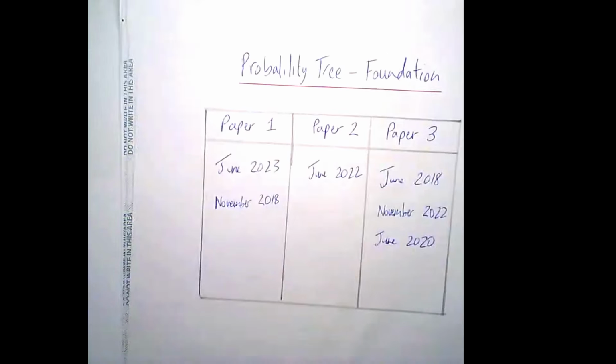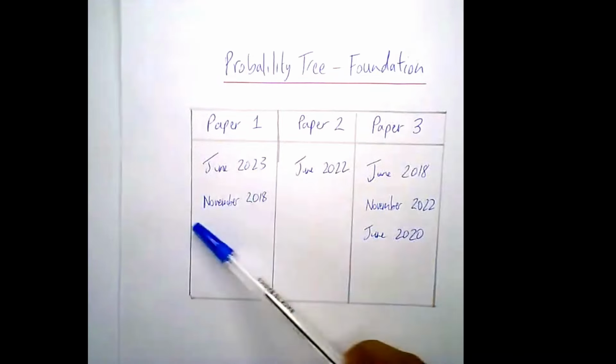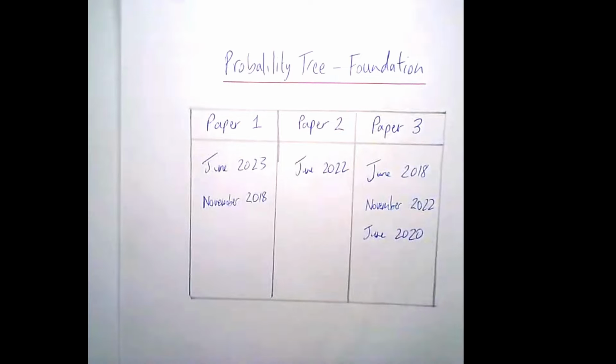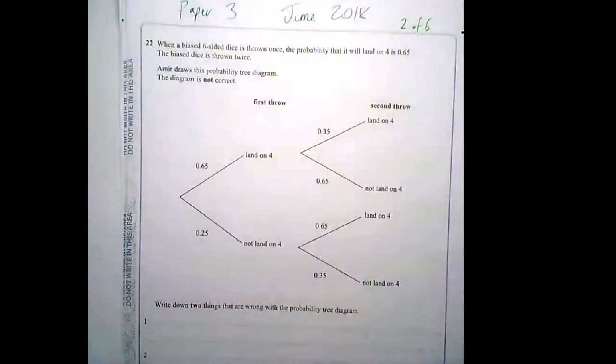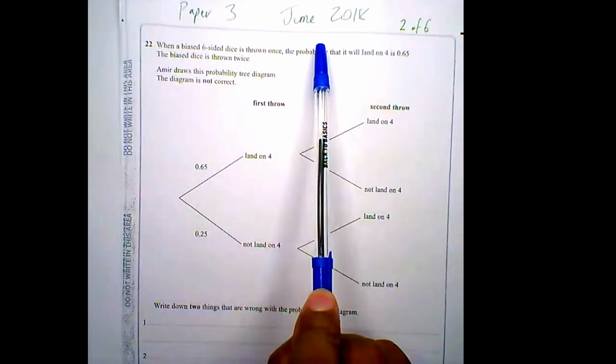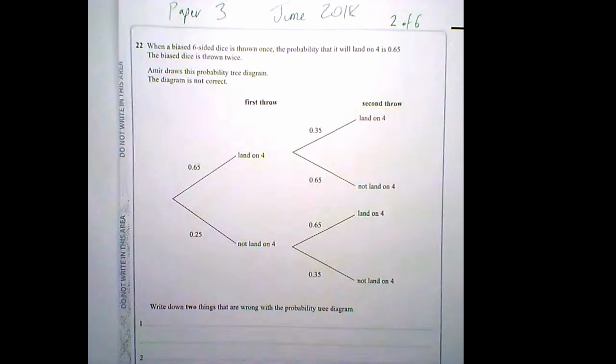Here's an analysis of all of the probability tree questions that have appeared in Foundation. You can see it's appeared in paper 1, a non-calculator paper. It's also appeared in paper 2 and paper 3. So this topic is both calculator and non-calculator, and we need to be prepared for that. Here is the next question. This is the second question, from paper 3, June 2018. Press pause and have a go. When you are ready, press play for the answer, or when you're stuck, press play.